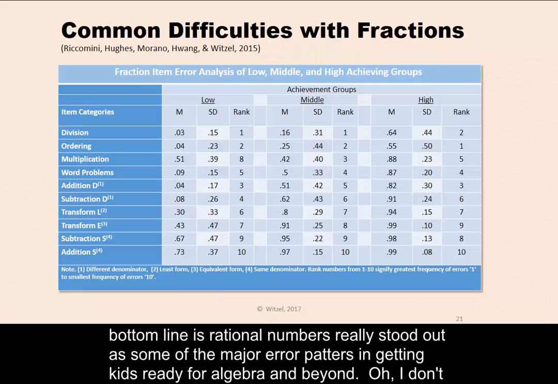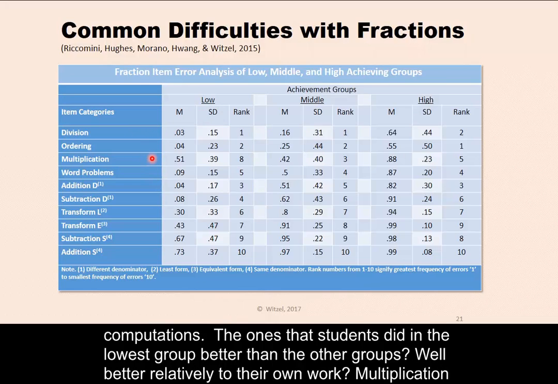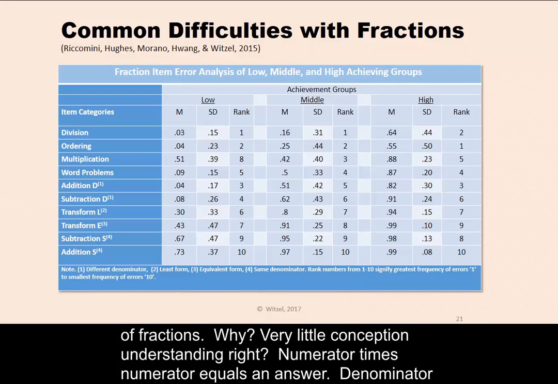Well, I don't want to belabor the point. You can always go over this on your own time. But students in the lowest achievement groups really struggle with computations. What did students in the lowest group do better than the other groups? Well, better relative to their own work? Multiplication of fractions. Well, why?